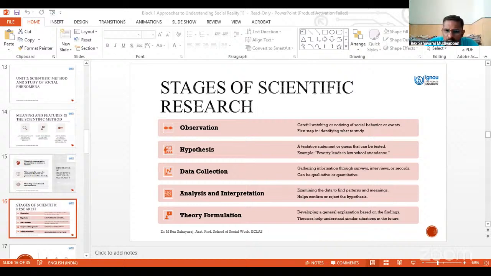Then you have theory formulation. After the analysis and interpretation, you formulate the theory or you test the theory. That is the ultimate. Theory does not mean we are going to give a theory like classical conditioning or any such theory. You can do it if you are a good researcher. You can form a theory, you can test the theory, or you can bring out the facts of what is happening in society in your study. Or in quantitative research, it is to support the theory.